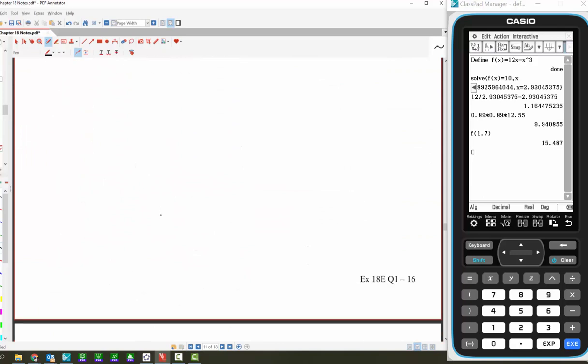There's some applied problems, and the homework will be 18E 1 to 16. So lots and lots of practice of maximising and minimising.